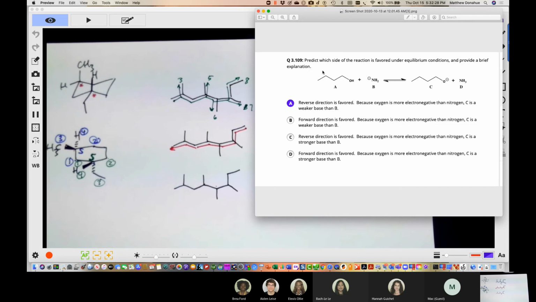Predict which side of the reaction is favored under equilibrium conditions, and provide a brief explanation. So the choice A is not correct. What do you think is the correct choice for this? And you can answer in the chat.